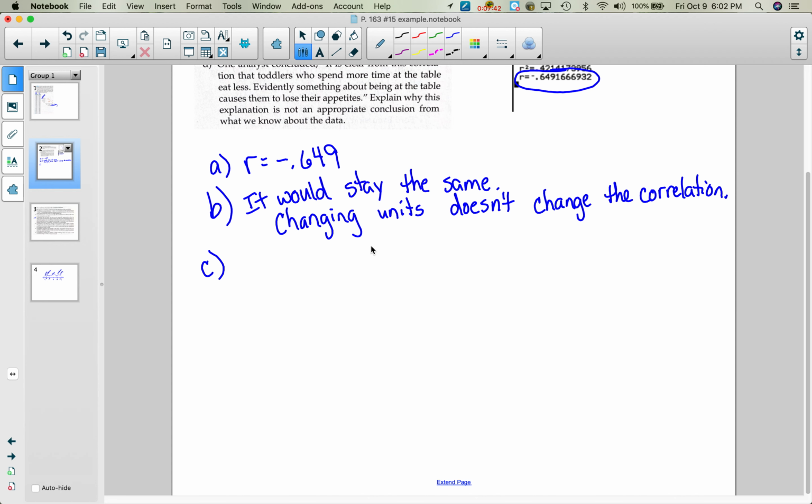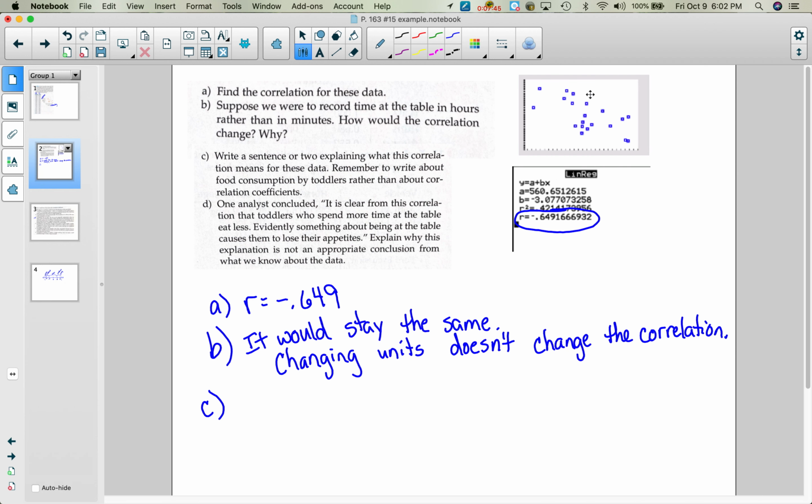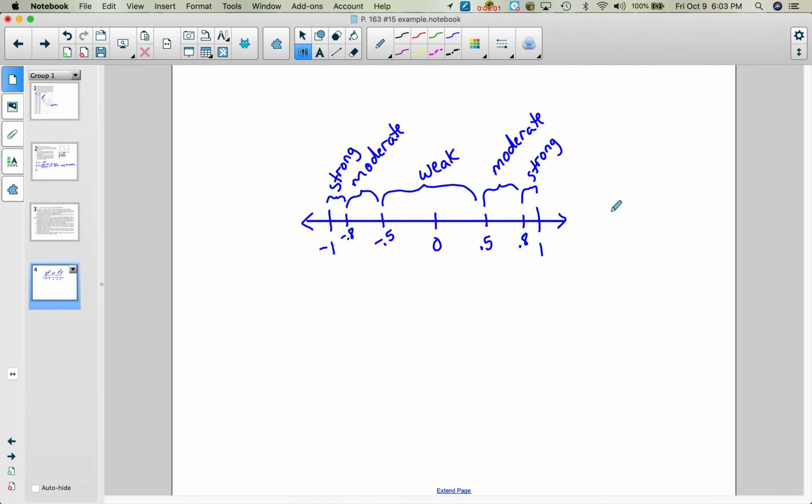If we look at our graph, we can see that it has a negative direction. We know that two ways. We can look at the graph, but we also can look at the value of R, and we can see that it has a negative sign, which tells me it's negative. So there's a negative association. Then we have this 0.649. How strong is that? If you remember in class, I gave you this little number line guideline. We are in the moderate range down here, so the strength is moderate.